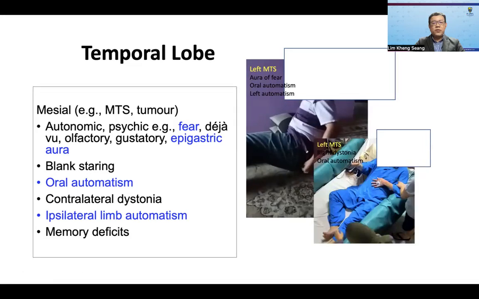Whereas the picture over the right lower end is showing the right hand in a dystonic posturing, which indicates the lesion is on the left side.